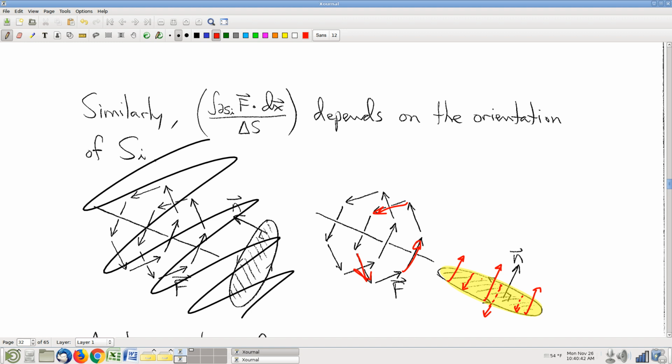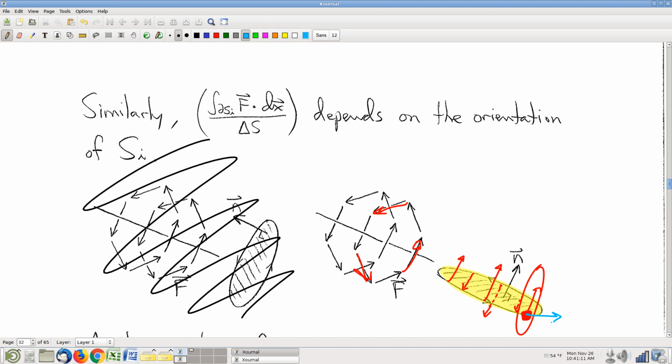How much circulation do we see in that picture? Well, kind of none, right? The fluid is not flowing around this curve. It's not flowing along the curve. At any given point, let's say this one, the fluid's going that way, the curve is going that way. So there's no circulation happening there.